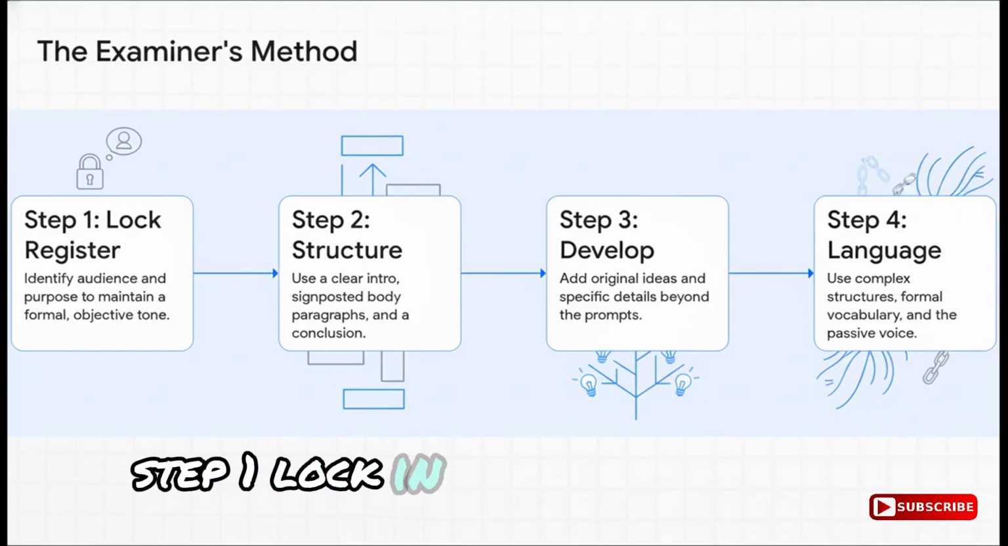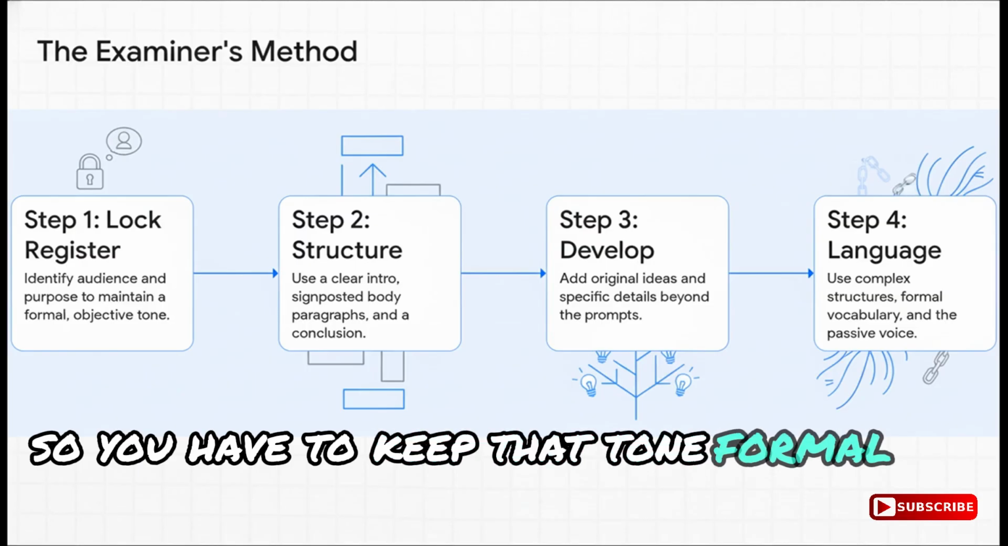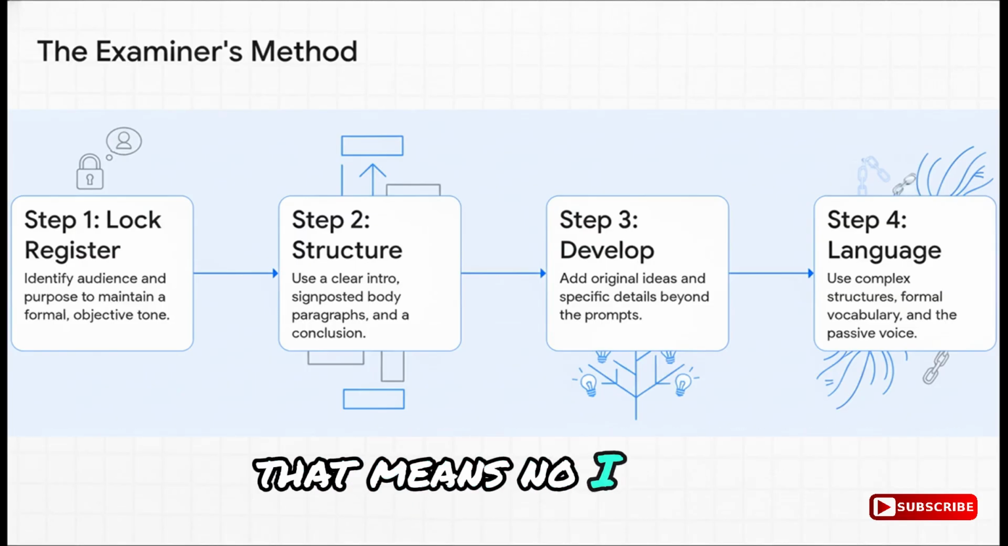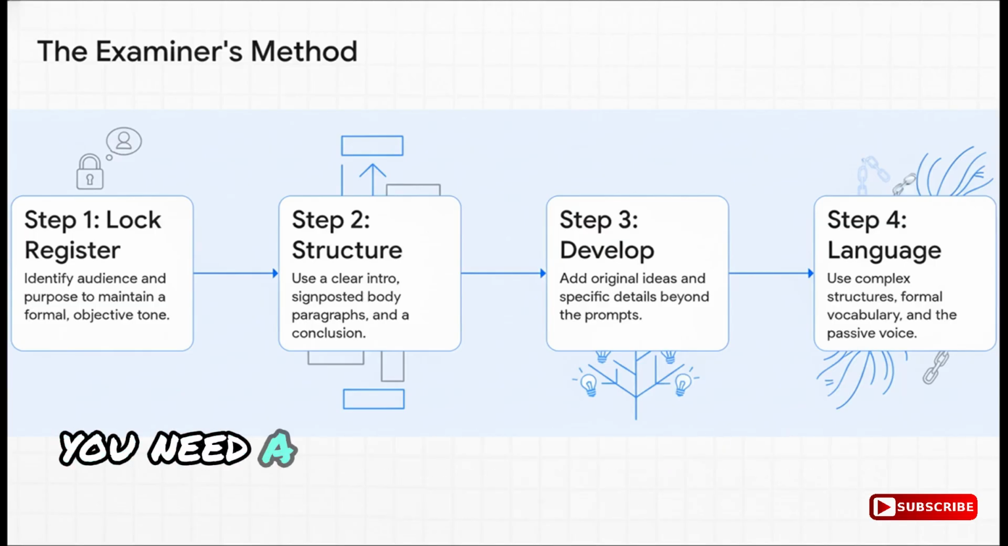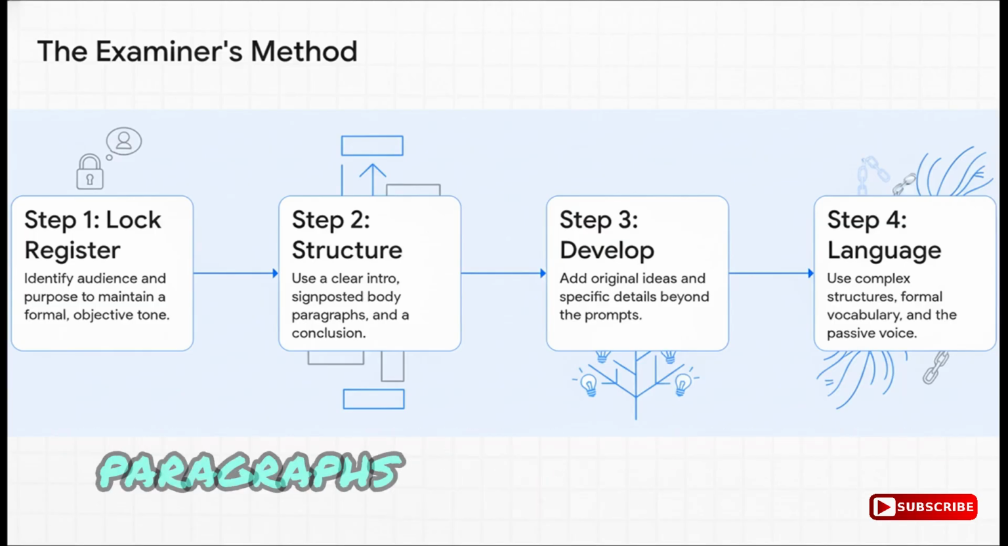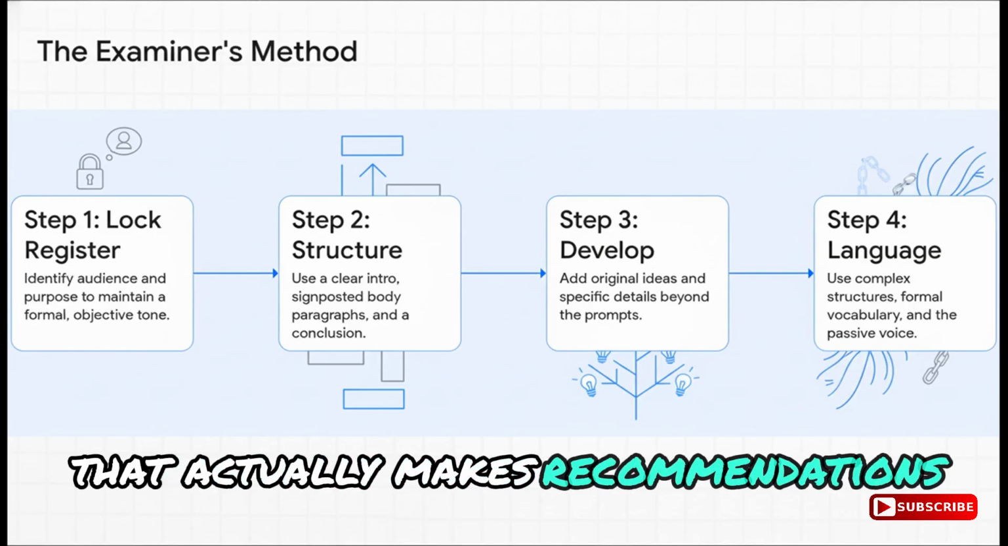Step 1, lock in your register. First, know who you're writing to. It's usually a principal or a teacher, so you have to keep that tone formal and objective. That means no "I think" or "you should." Step 2 is all about structure. You need a clear intro, well-organized body paragraphs with transition words, and a strong conclusion that actually makes recommendations.